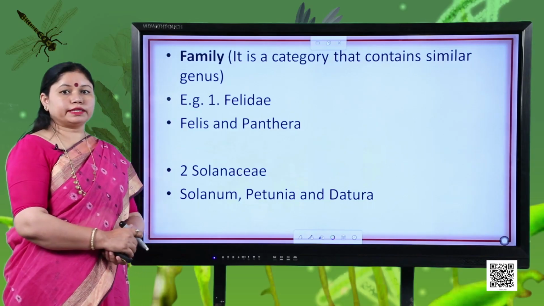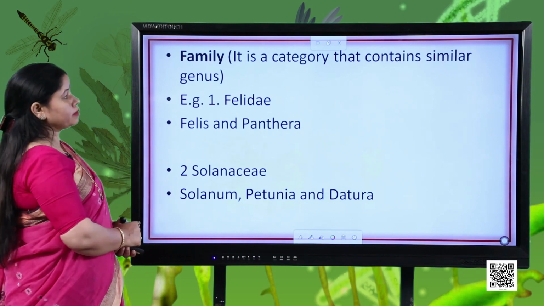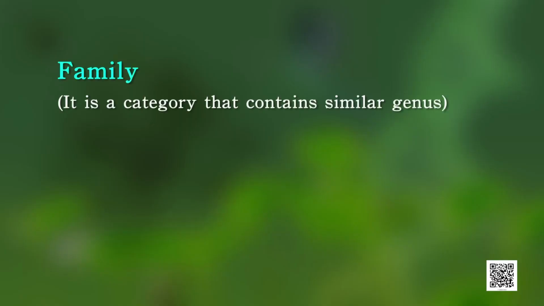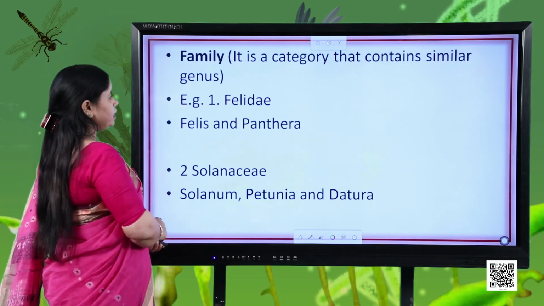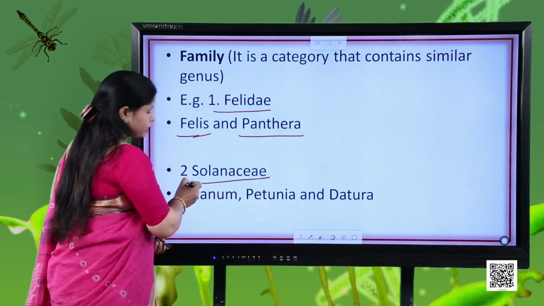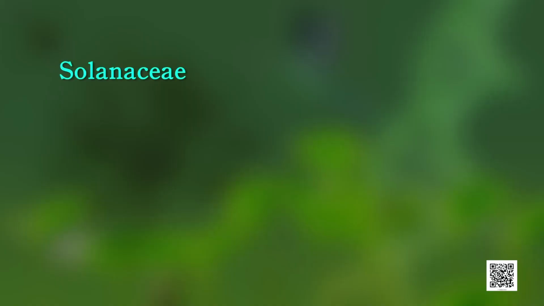Go to the next taxonomic category, that is family. Family is the category that contains various genera. For example, family Felidae contains Felis and Panthera. Panthera are wild cats and Felis contains small cats. Solanaceae is the plant family that contains genus Solanum, Petunia and Datura.